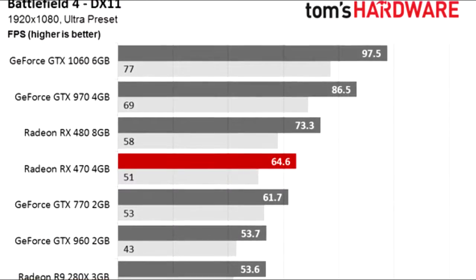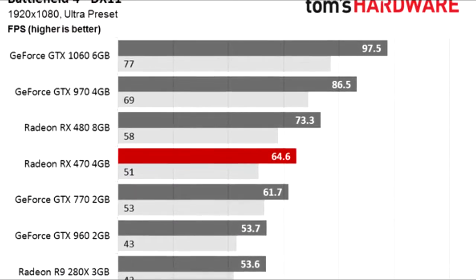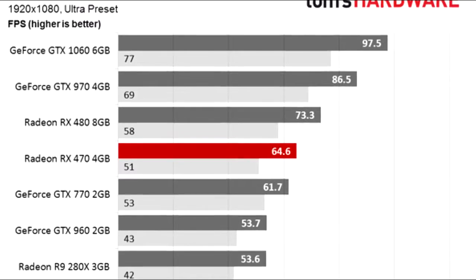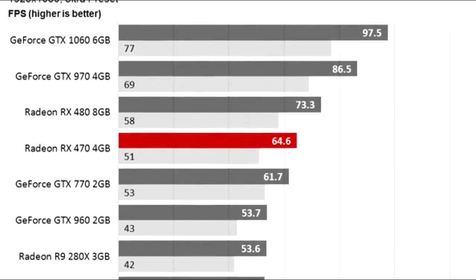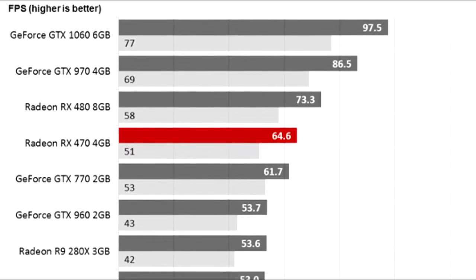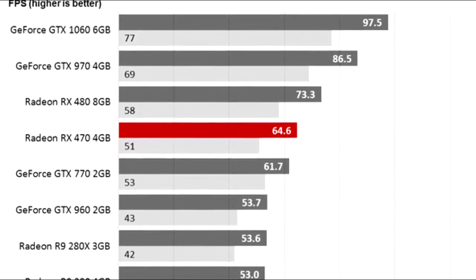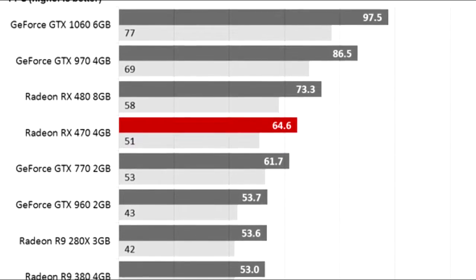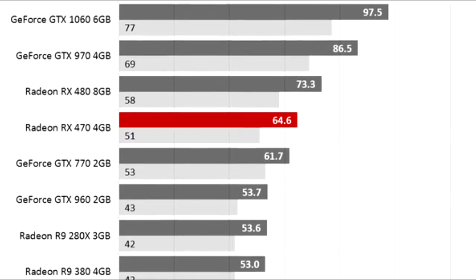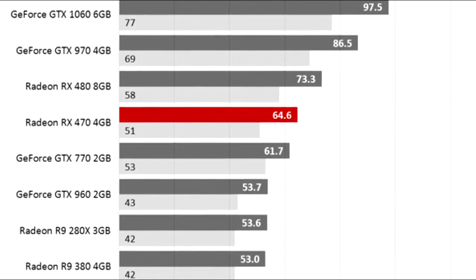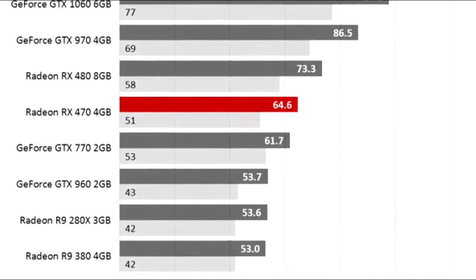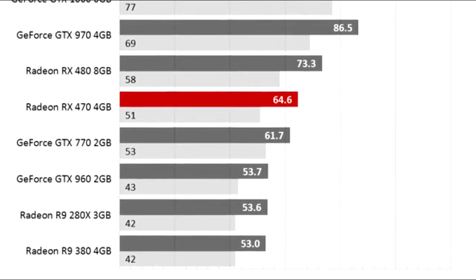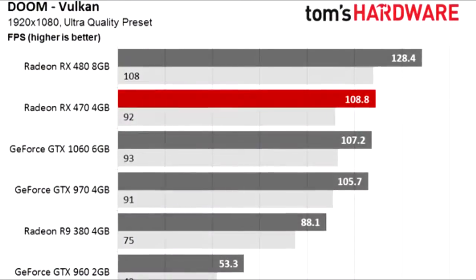Now we take a look at the Battlefield 4 benchmarks in DirectX 11 at the 1080p Ultra preset, and it gets about 64.6 FPS, which is playable, but it lags about 10 FPS behind the 480 and around, how much is that, 20 FPS behind the GTX 970. So yeah, there is a big difference there, but that's all you can really expect for the price at which you're getting it.